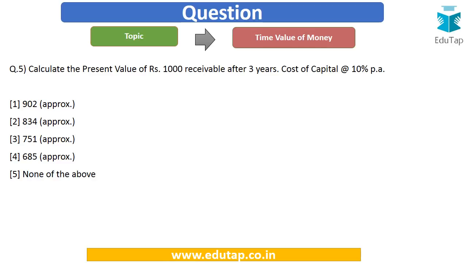Now let's move to the next question. Calculate the present value of rupees 1000 receivable after 3 years. The cost of capital is given as 10% per annum. So in this question, this is a very easy question.